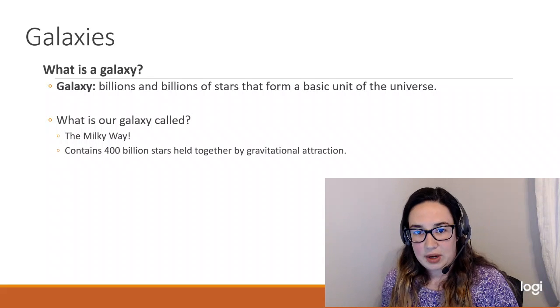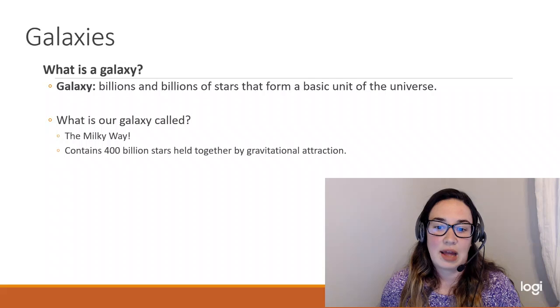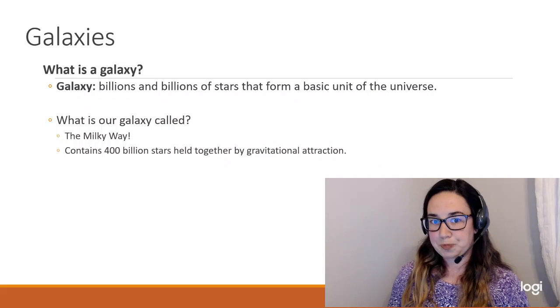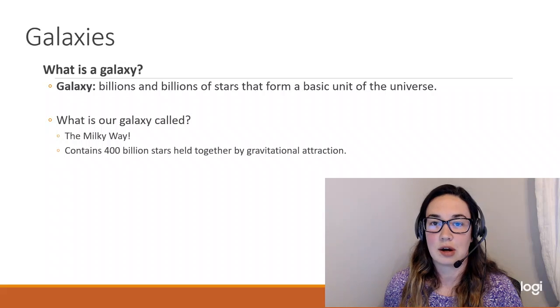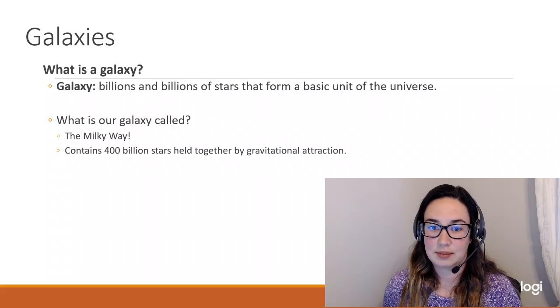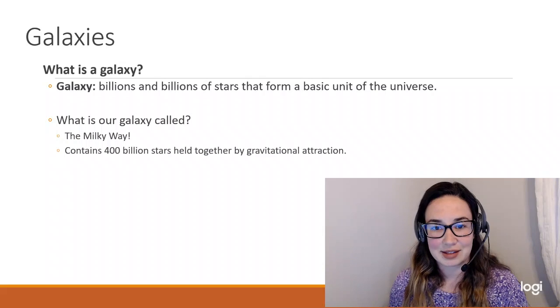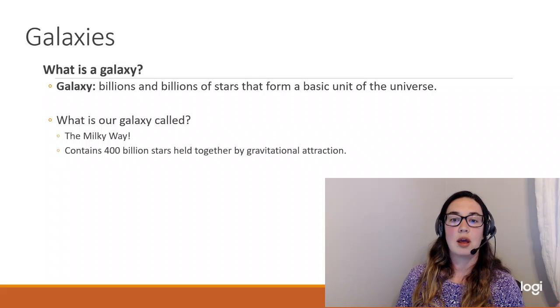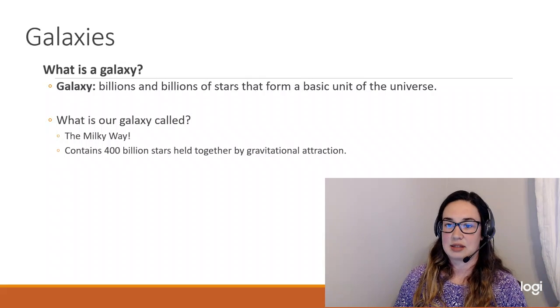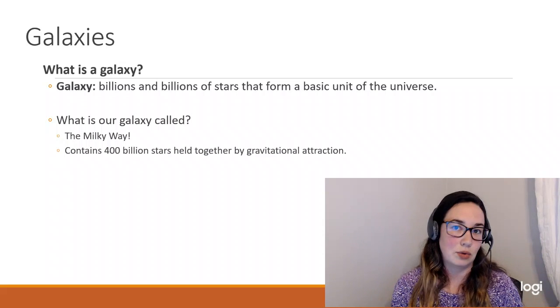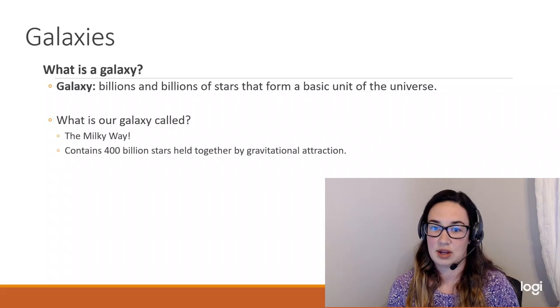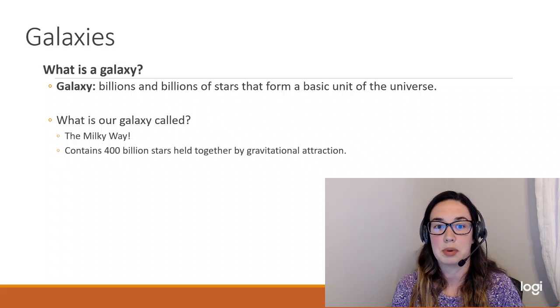Okay, so now that we know what sort of life cycle a star goes through, let's talk a little bit about galaxies, which are where stars exist, right? So what is a galaxy? Billions and billions of stars existing in a galaxy, and this is forming the basic unit of the universe. It's all of these billions of stars existing in this place that we can determine as a galaxy.